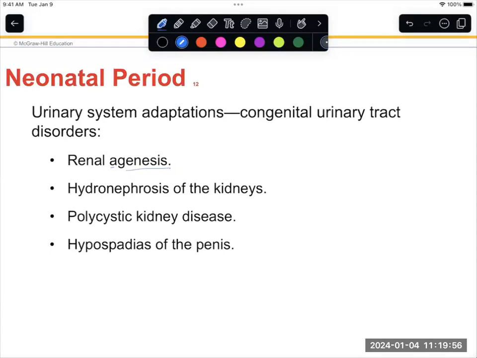Hydronephrosis of the kidneys is caused by a blockage in urinary flow in utero. Polycystic kidney disease is a genetic disorder in which cysts form in the kidneys, destroying functional tissue. Then hypospadias of the penis is when the urethra opens, not at the tip, but on the inferior surface of the penis.